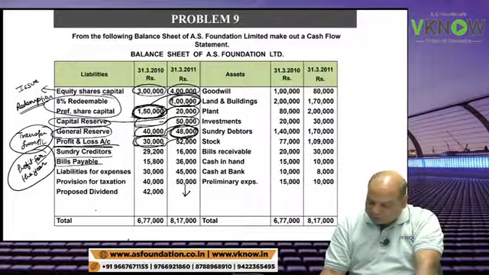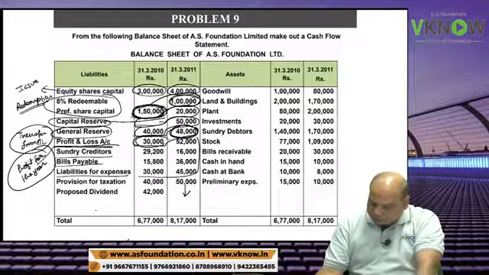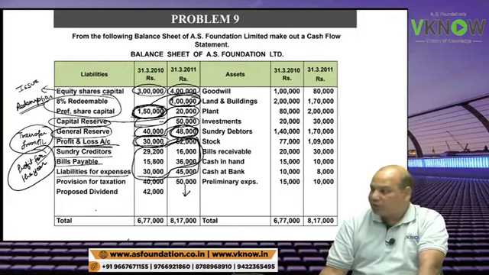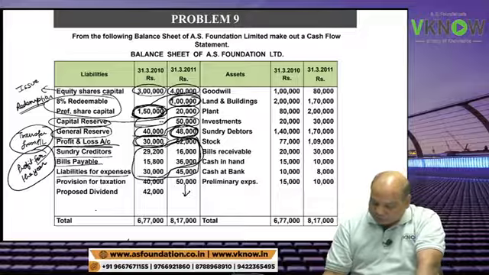Sundry creditors, bills payable, liability for expenses. These three items are working capital changes items.